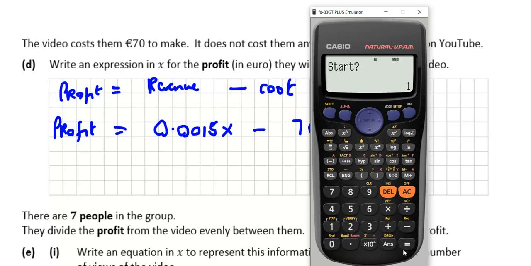And I'm going to go up in thousands, so I'm going to start at 0, end at 20,000, actually end at 100,000, go up in steps of, I don't know, 5,000.